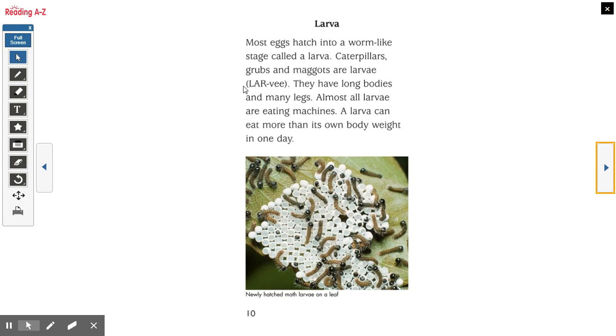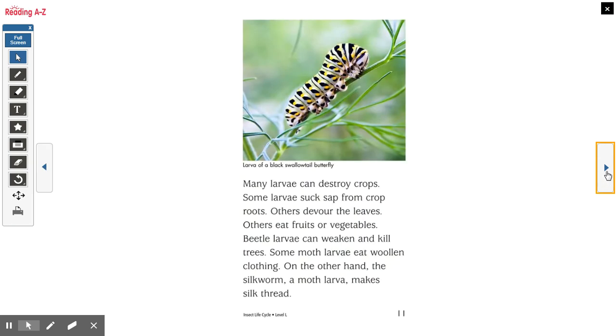Larva. Most eggs hatch into a worm-like stage called a larva. Caterpillars, grubs, and maggots are larvae. They have long bodies and many legs. Almost all larvae are eating machines. A larva can eat more than its own body weight in one day. And the caption reads newly hatched moth larvae on a leaf. Here we have a photograph, and it says larva of a black swallowtail butterfly.